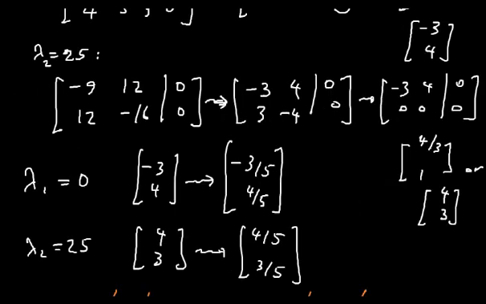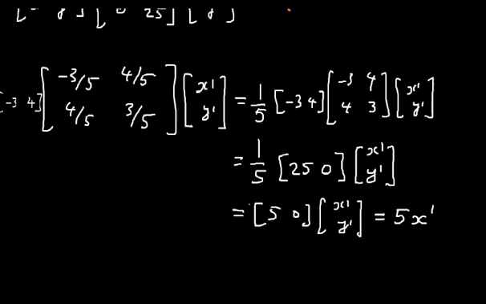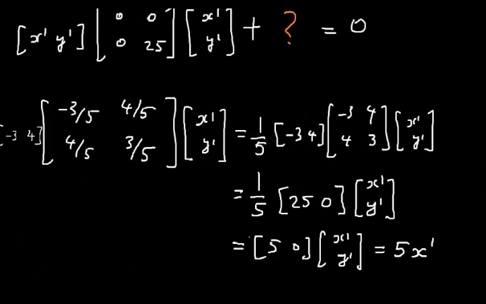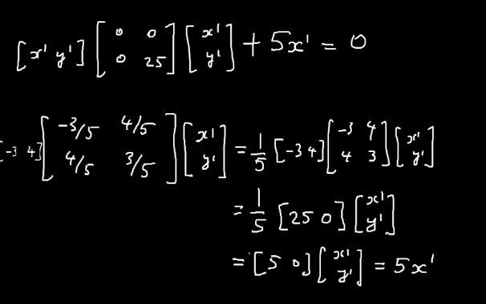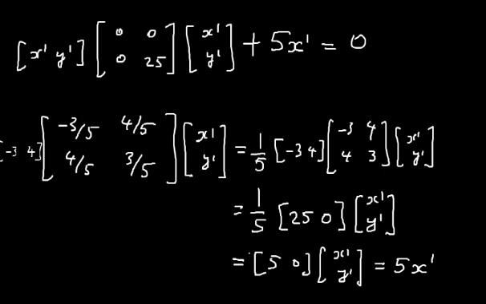Originally we had, if I go back all the way here, minus 3x, 4y, and look at this, just 5x prime. This is so neat, right? So what we have to put in here in the place of the question mark is 5x prime. And now we take the next step, which is the following.